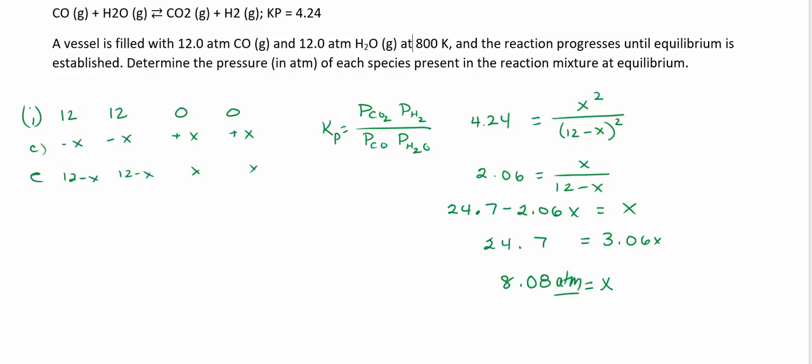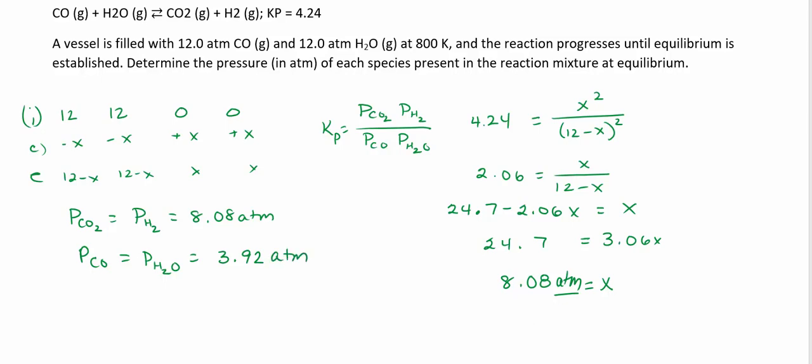And this time it is atmospheres because we are dealing with a Kp. So this 8.08 atmospheres being x means the pressure of CO2 is equal to the pressure of H2, which is 8.08 atmospheres. For CO, the pressure of CO is going to be equal to the pressure of H2O, which is 12 minus this 8.08, which is 3.92. I'm looking for sig figs. We need 3 sig figs. So we'll go with that, even though it's not quite.